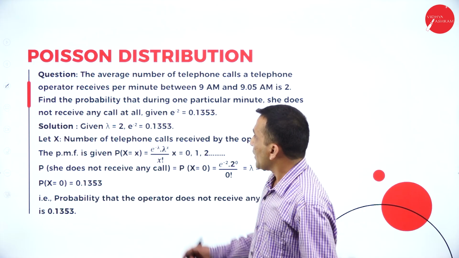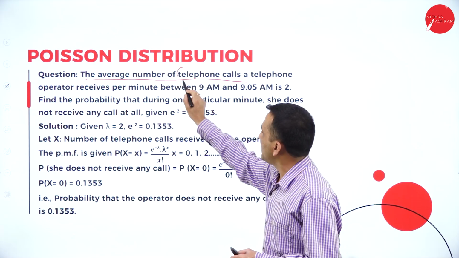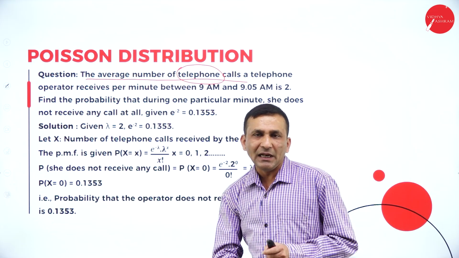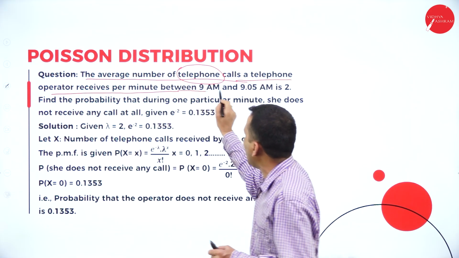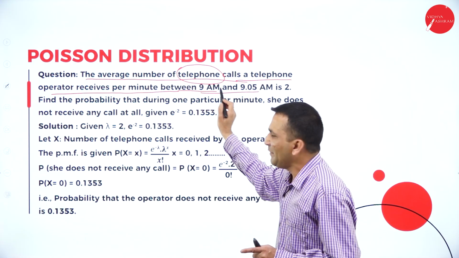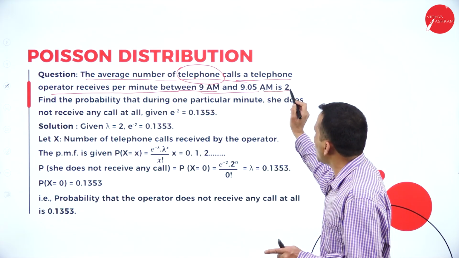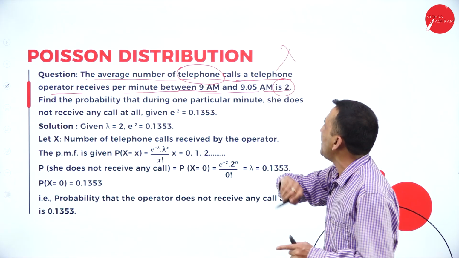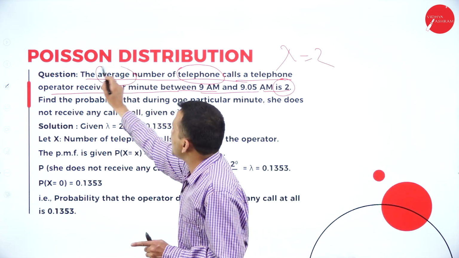Moving on, there is one question: the average number of telephone calls, related to a Poisson distribution problem. The best example here is the telephone call. Calls the telephone operator receives per minute between 9 to 9:05, so a 5 minute duration. How many calls did the telephone operator receive? The average identified, which is the lambda value given in the question, is 2.